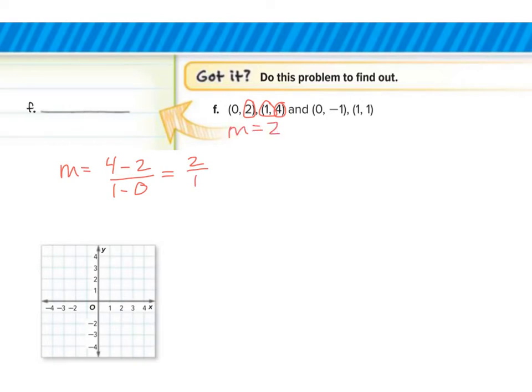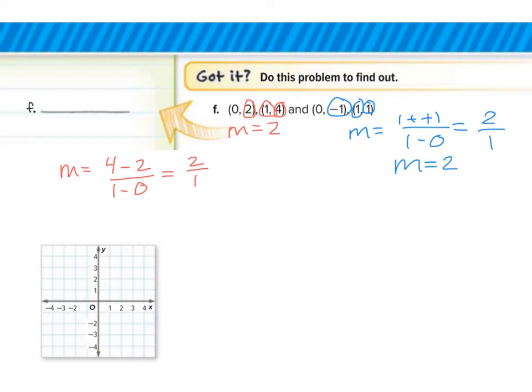Now for the second equation, I'm going to solve for the slope. m equals y2 minus y1, 1 minus -1, over x2 minus x1, which is 1 minus 0. So 1 plus 1 is 2, 1 minus 0 is 1. So m equals 2 for both equations.